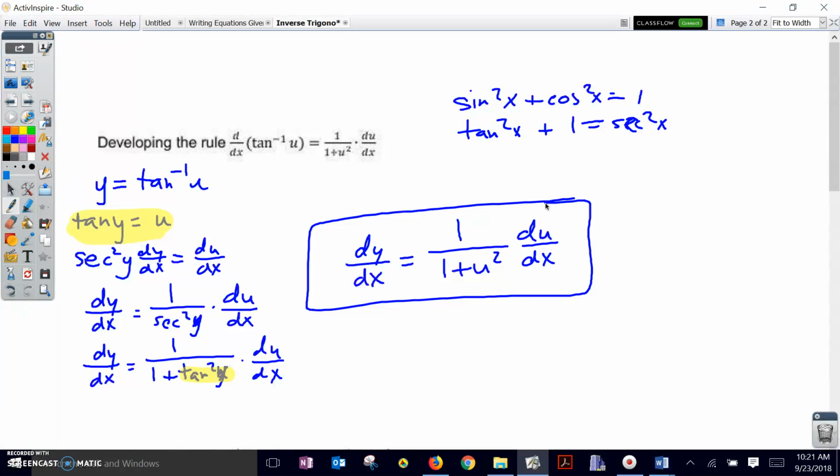Alright, that's where we're going to stop the video here. In the next video we'll look at the derivation of the derivative of the arcsecant of u, and then we'll look at a few examples of using these rules. And then we're done with this unit.